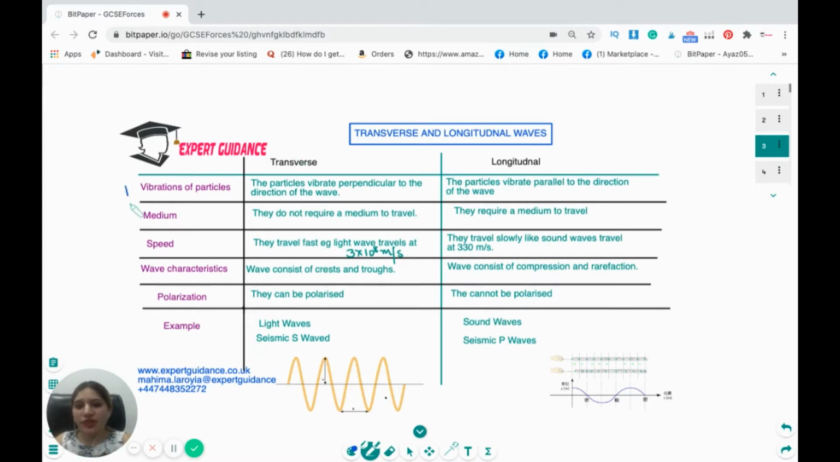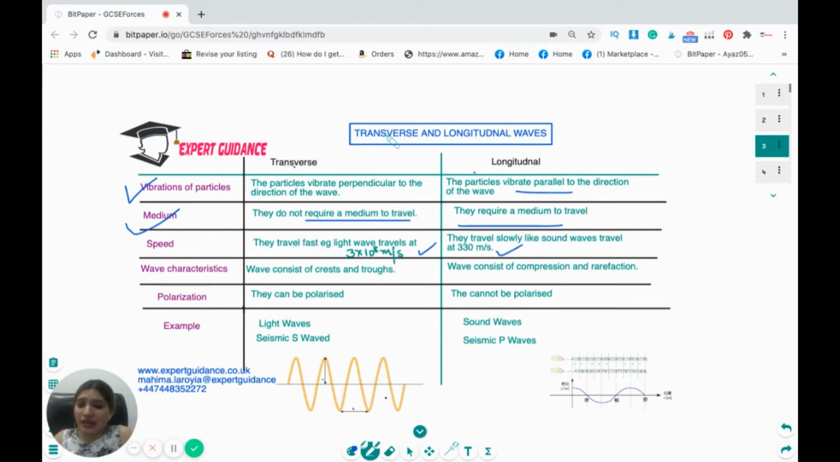Now, the first basic difference is the definition, which is on the basis of the vibrations of the particles, like in which direction they move. So in the transverse wave, the particles vibrate perpendicular to the direction of the wave. And in longitudinal waves, the particles travel parallel to the direction of the wave. As per the medium, transverse waves do not require a medium to travel, but longitudinal waves require a medium to travel. The transverse wave travels with the speed of light, 3 times 10 power 8 meters per second, whereas longitudinal waves travel slowly, like sound waves, which have the speed of 330 meters per second.